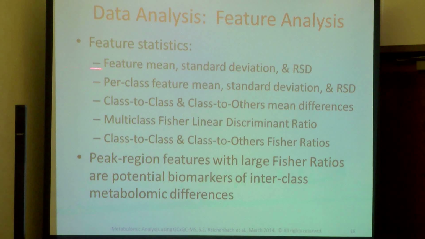So some of the statistics you can use are the means and the standard deviations, relative standard deviations. We look at per class means and standard deviations, and then you can look at the class-to-class differences, and in particular we look at the multi-class Fisher Linear Discriminant ratio, and if there's multiple classes, you can look at class to class or class to other ratios. And peak regions with large Fisher ratios are those that have different means in the different classes, and that the mean difference is large relative to the standard deviations that are seen within each of those classes.